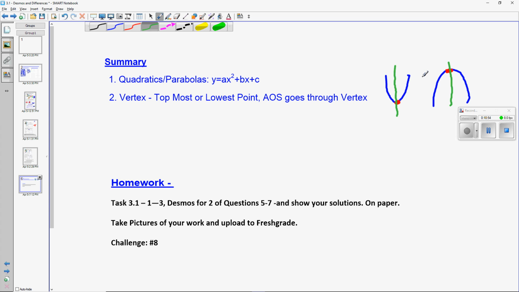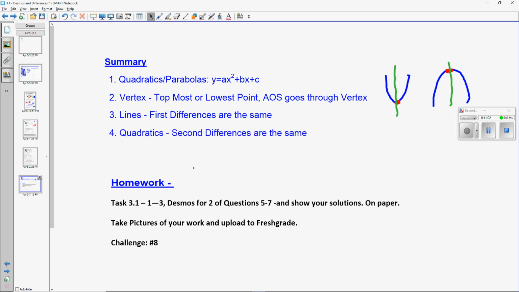Now, the next thing I want you to remember is this. For lines, the first differences are the same, and for quadratics, the second differences are the same. If both of these things fail when you do your calculations, then you say it's neither a linear nor a quadratic, and we're done.